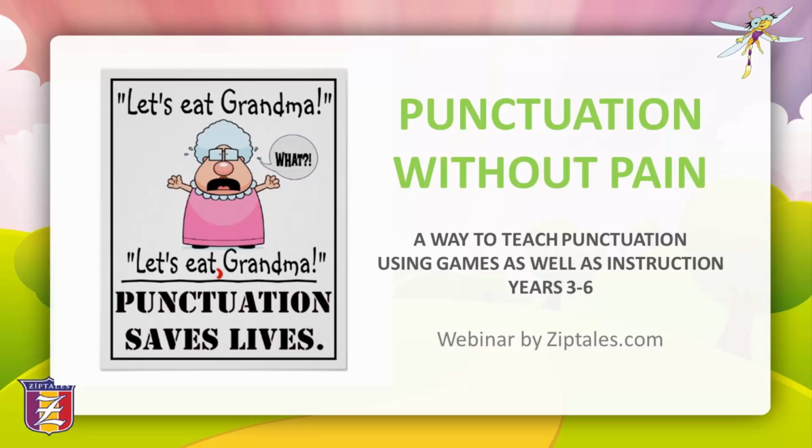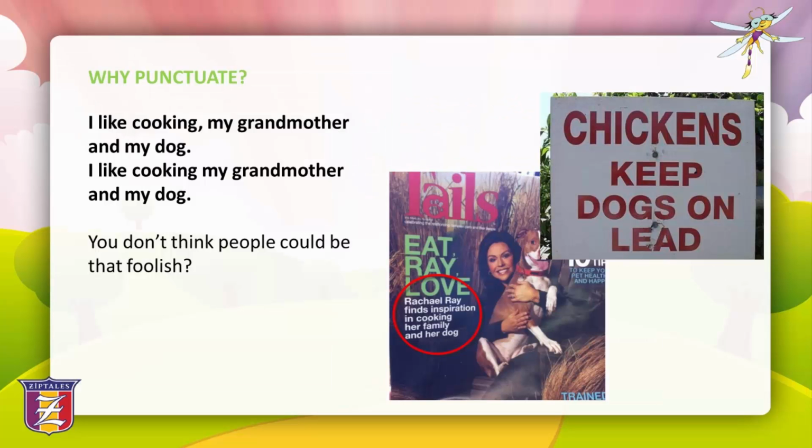Punctuation without pain. A way to teach punctuation using games as well as instruction. Years 3 to 6. Why punctuate? Because without it, meaning can be completely scrambled. Let's stay with Grandma. I like cooking, my grandmother, and my dog. I like cooking my grandmother and my dog. You don't think people could be that foolish?